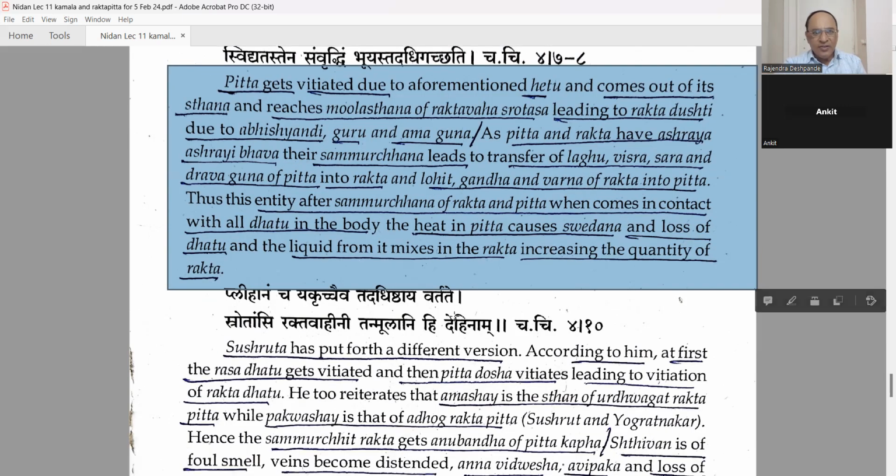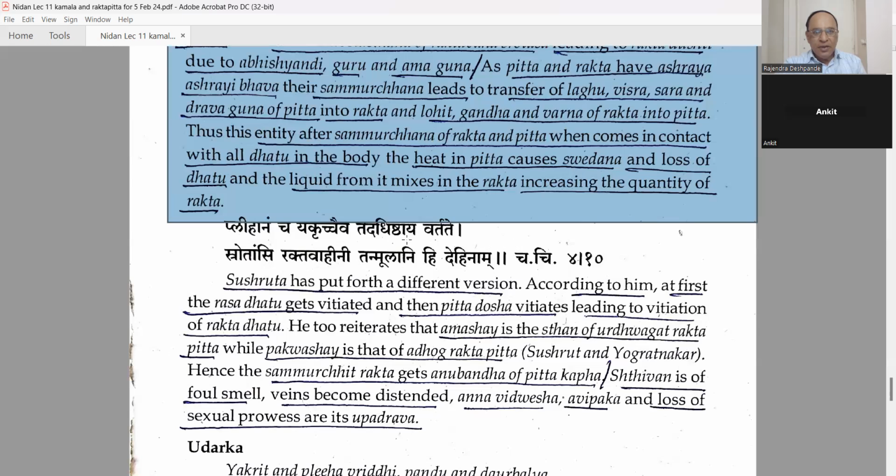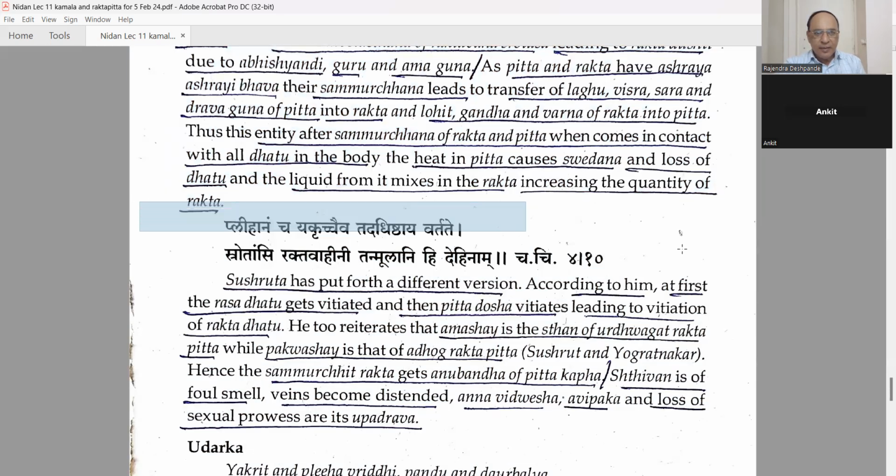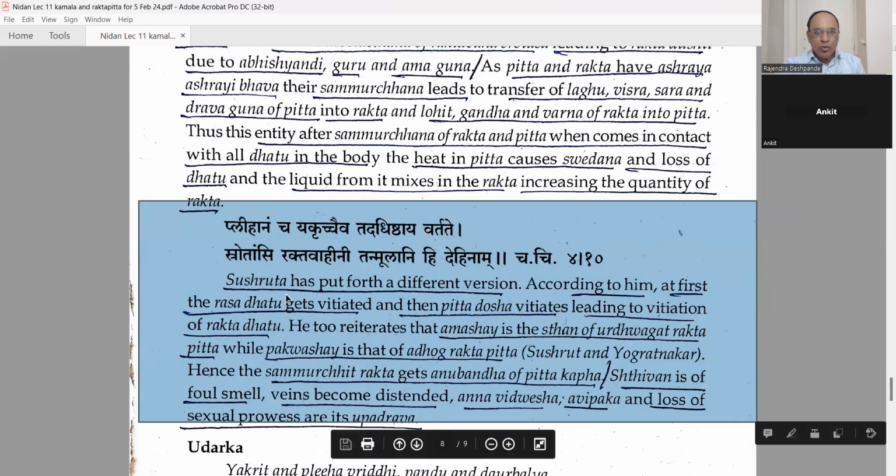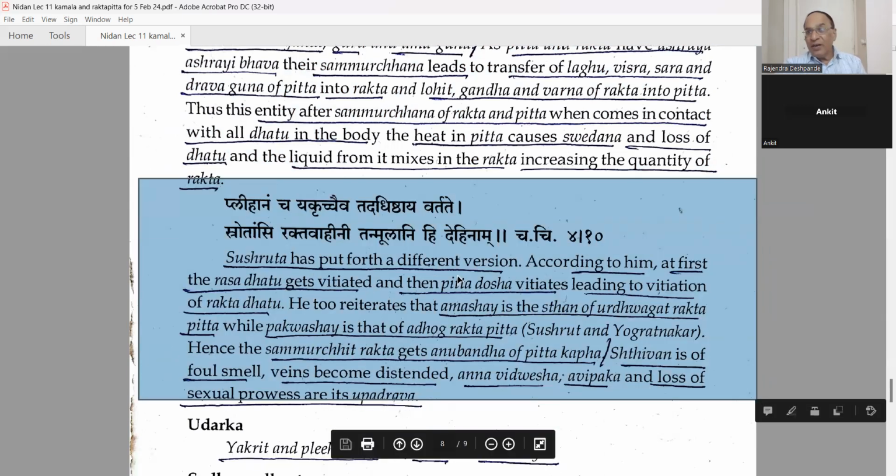Okay. Next is, here you can see, Plihanam cha yakruchaiva tat adhisthaya vartate srotansi raktavahini tan mulani dehinam. See, what is happening in Raktapitta? Sushruta has put forth a different version. According to him, at first the Rasadhatu gets vitiated and then Pitta dosha gets disturbed. He doesn't agree that directly Pitta is getting Prakopita. Sushrut says, first Rasadhatu is disturbed and then it will come to the Pitta dosha, it will also get disturbed. Okay, leading to the vitiation of Raktadhatu.